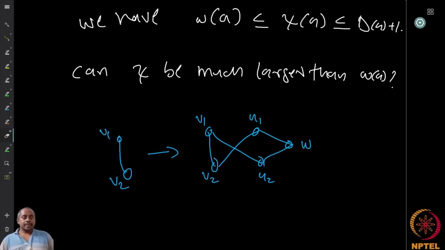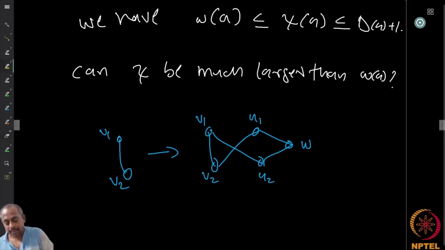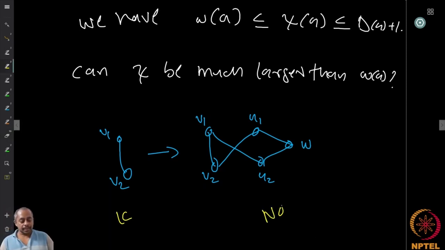Now, we want to show that there is no coloring with chromatic number of G many colors. So let us say that the chromatic number of the graph is K, then I want to show that there is no K-coloring of the new graph. Now, why is there no K-coloring of the new graph? Suppose there is a K-coloring. So we will start by assuming that there is a K-coloring of this new graph.